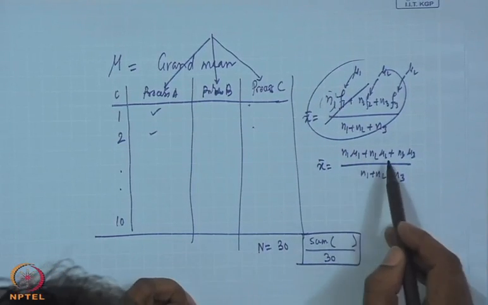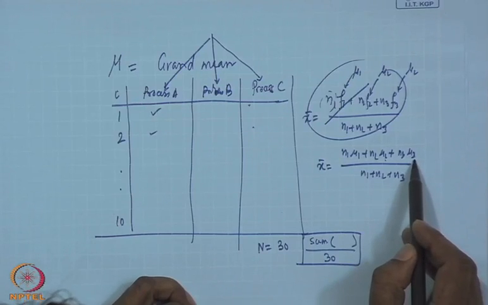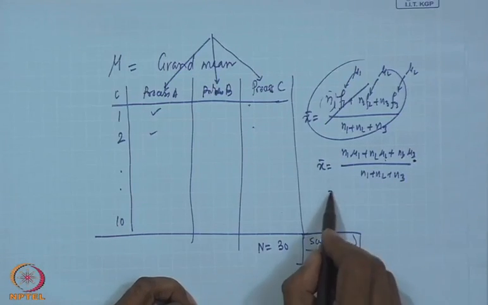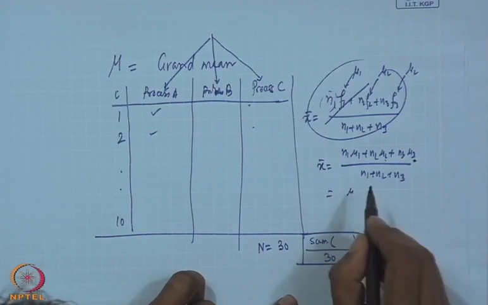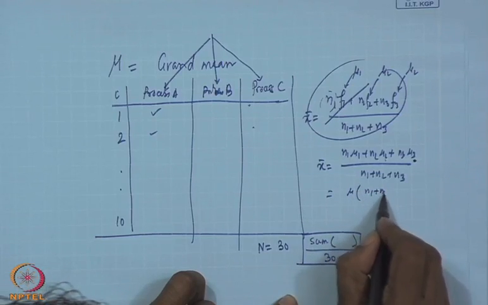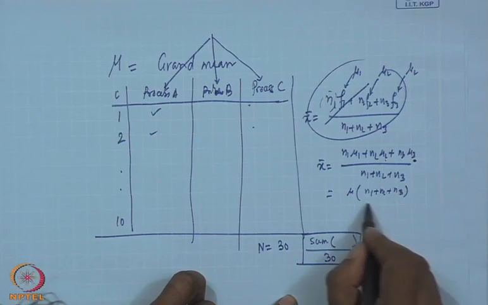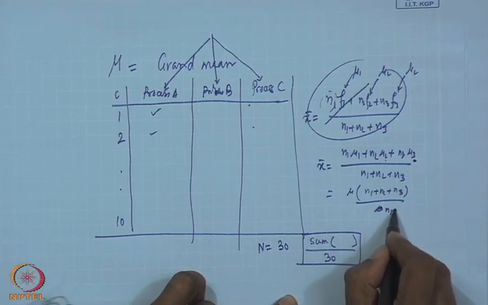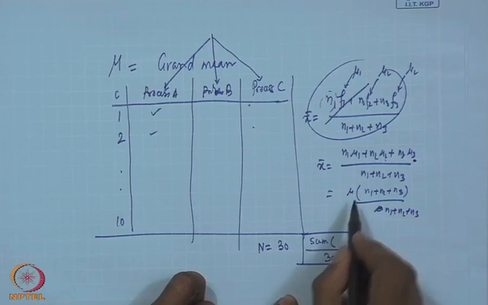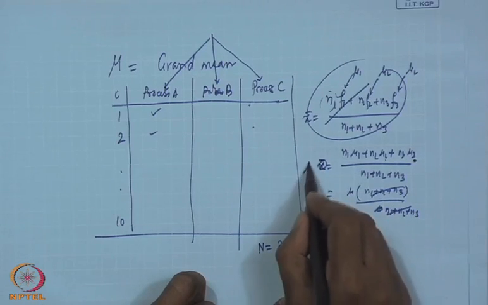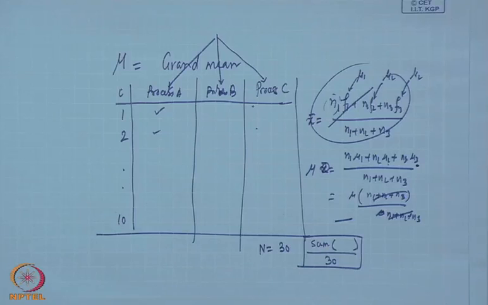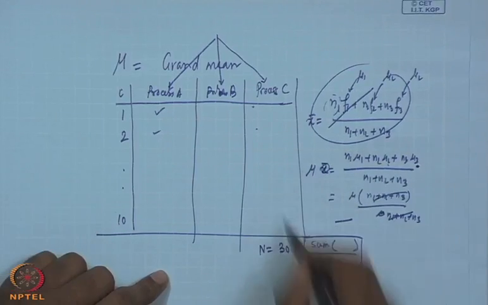So, if mu 1, mu 2 and mu 3 are the same, then what is happening here? Then it is mu times N1 plus N2 plus N3, divided by N1 plus N2 plus N3. This will be cancelled out, so it is mu equal to mu. So, the grand mean will be like this.